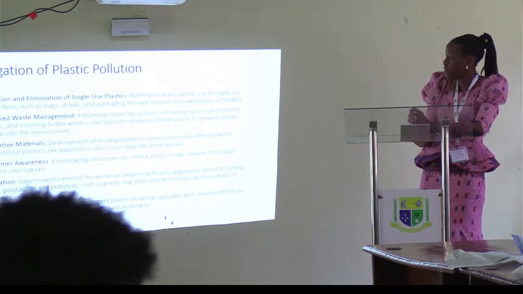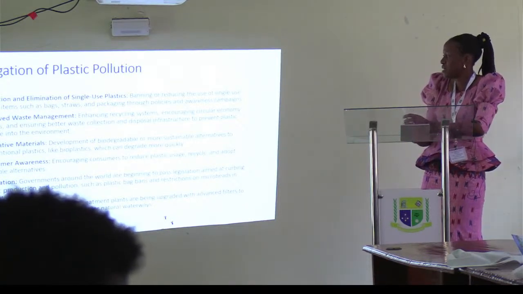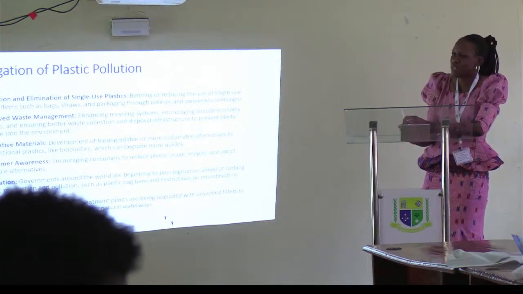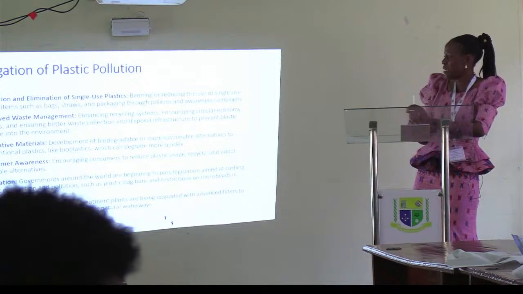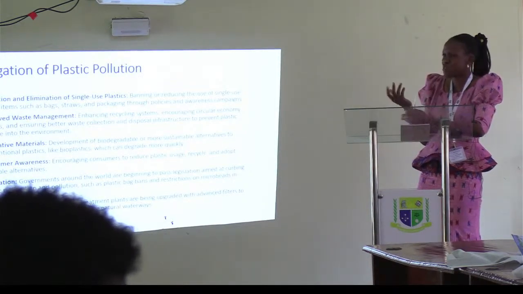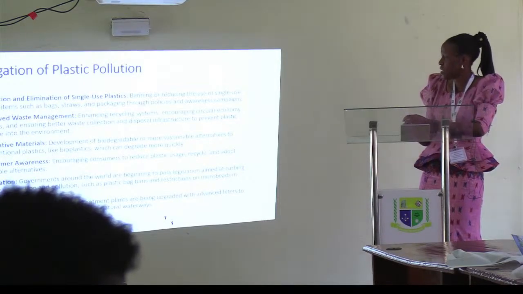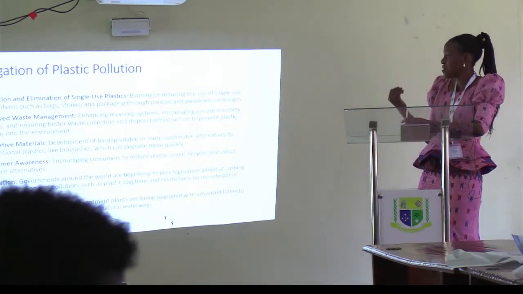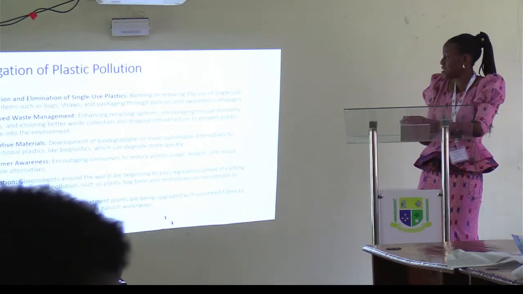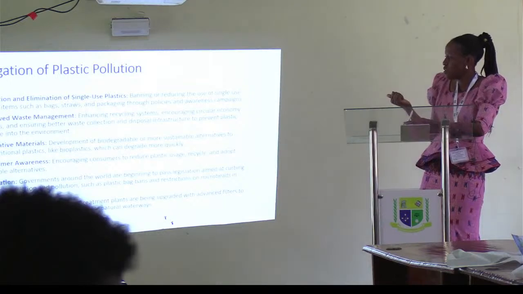We need to do improved waste management. I don't know how it is working in Kenya, but at least in Uganda so far, waste management is still a challenge. So if someone can come up with an idea, we could start a collaboration to see how we can deal with the problems of waste management in Uganda. We could look at innovative materials. It could be biodegradable, it could be a more sustainable alternative, or we can use bioplastic, which we are sure is going to degrade more quickly.